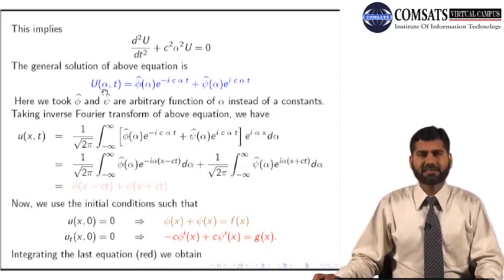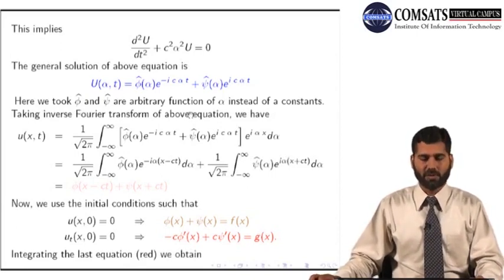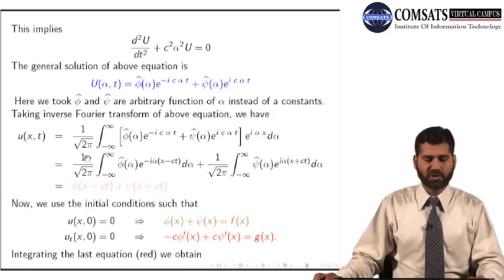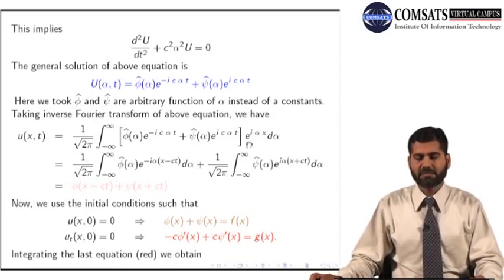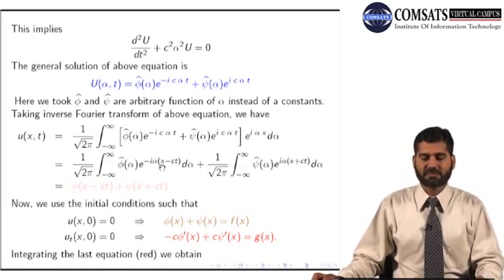Now to get the answer u(x,t), I need the inverse transform, right? If I take the inverse transform of the above equation, what will I get? 1 over square root of 2 pi, this whole function multiplied with e to the iota alpha x d alpha. So here with c hat alpha it becomes e to the iota alpha (x plus ct), and here e to the minus iota alpha (x minus ct). So you got x plus ct and x minus ct.